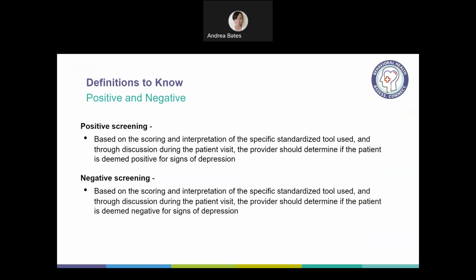And a negative screening is based on the opposite. Still the same thing, through discussion, talking with the patient, the provider determines that the patient has no signs of depression and is scored negative.